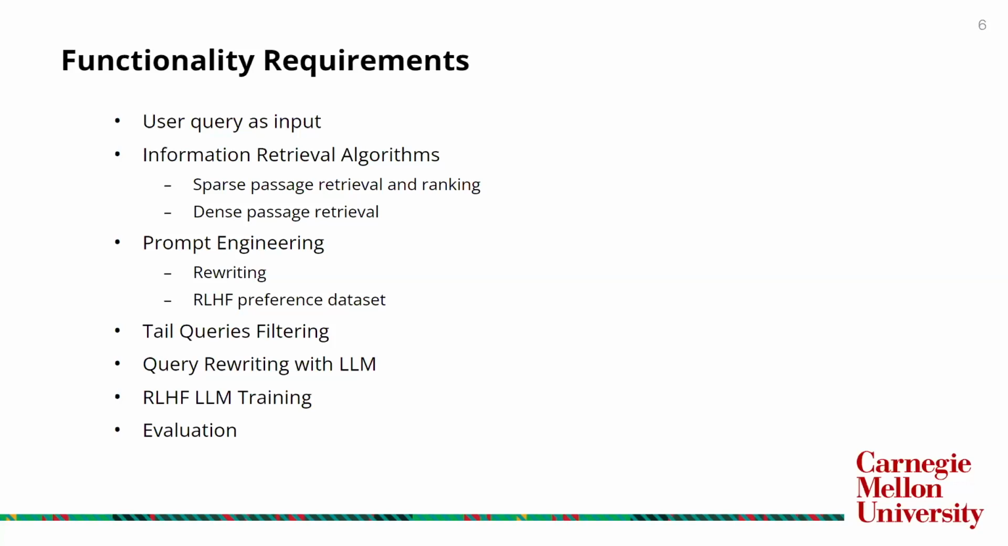To focus on our rewriting, we have used the tail queries filtering to filter out the queries that do not need further rewriting. And then next, we have two pipelines. One is using RLHF to train the model, and another one is to do the query writing tasks with the large language model. And finally, we have the evaluation. As we mentioned before, it's MRR at 10 and recall at 10. We will follow it up in detail in future slides.